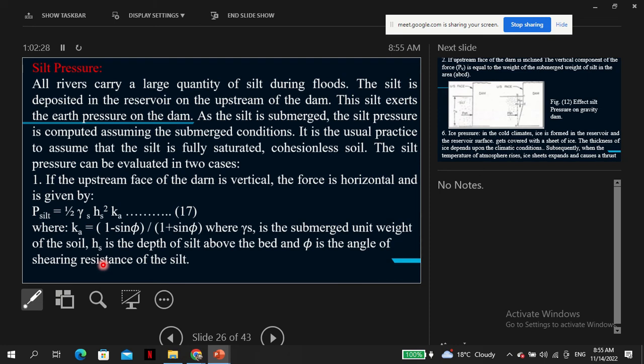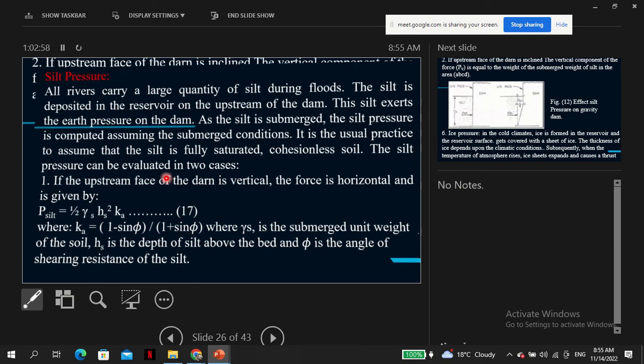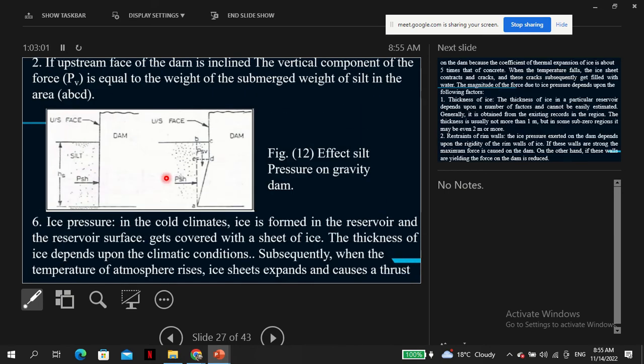The silt pressure can be evaluated in two cases. If the upstream face of the dam is vertical, the force is horizontal and is given by, of course, this, which is related to the earth pressures, if you remember, and this is the area of the... Okay, I think maybe there's a diagram that will make it clearer. The same idea of the earth pressure distribution.